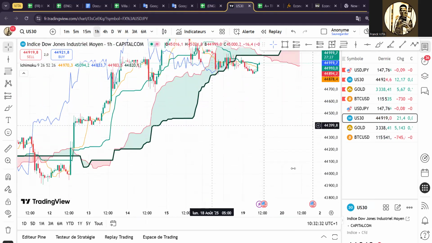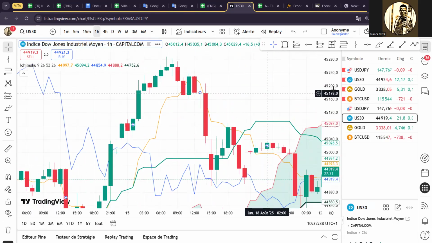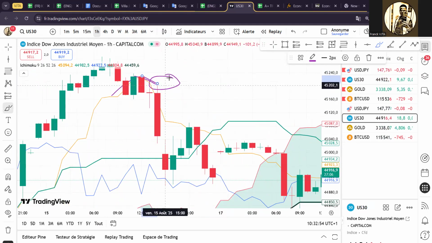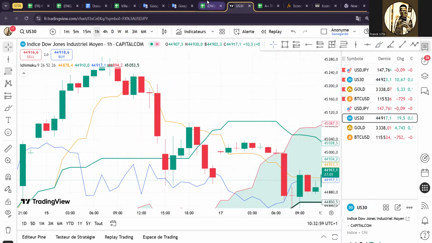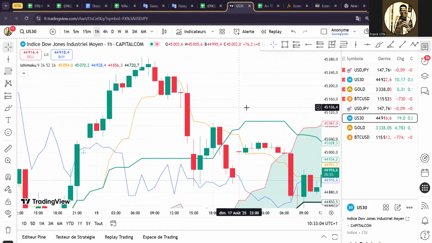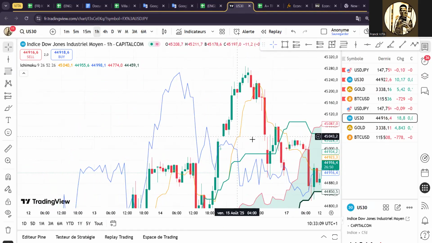For example, this was the fat, right? This was a TK fat. You have an opportunity to sell here in this inverted Tenkan. So how do you know that the fat started to reduce when Tenkan was going up? Now, when you see this inclination of Tenkan to the downside, then you have the fat Kamehameha, fat reduction Kamehameha. What do I call fat reduction Kamehameha?